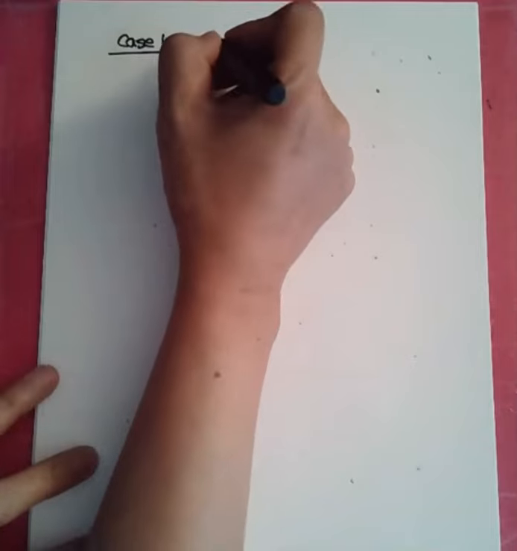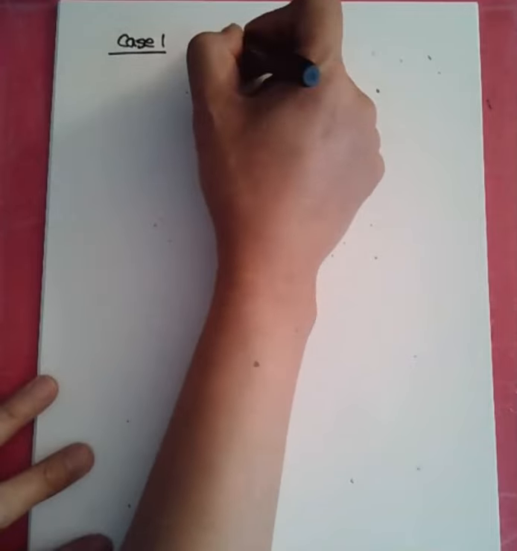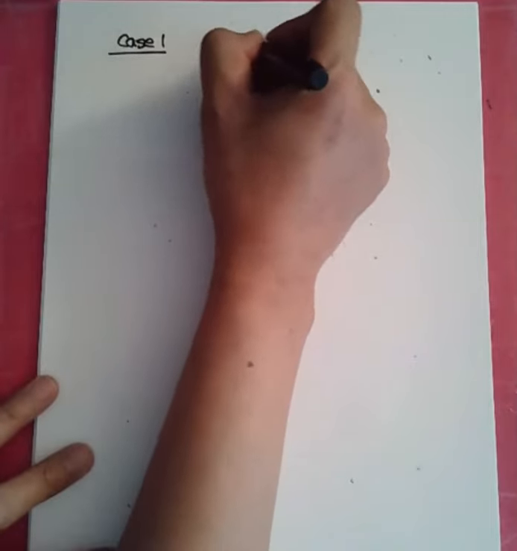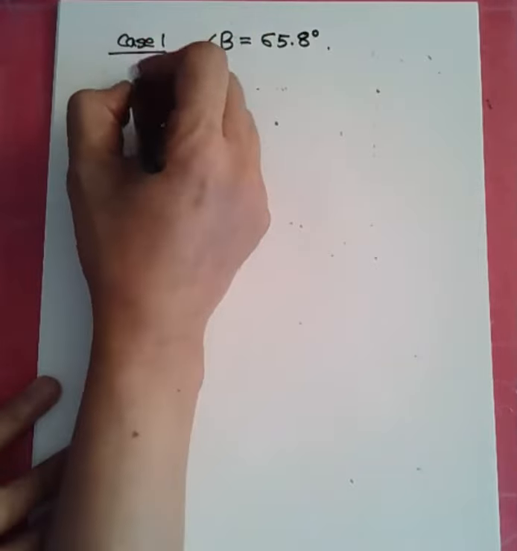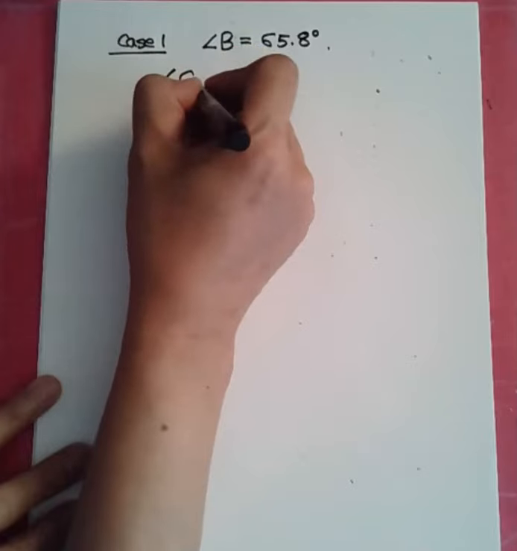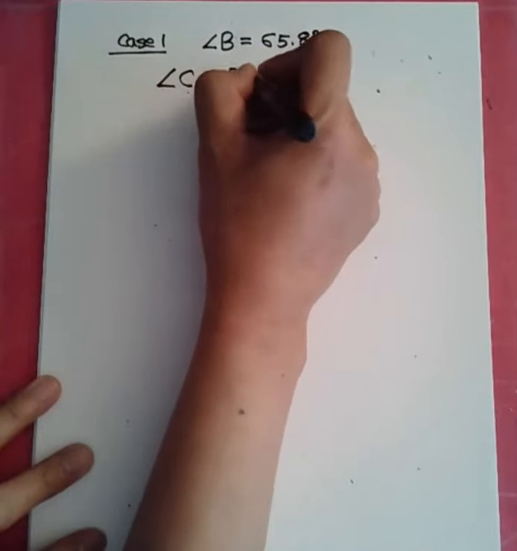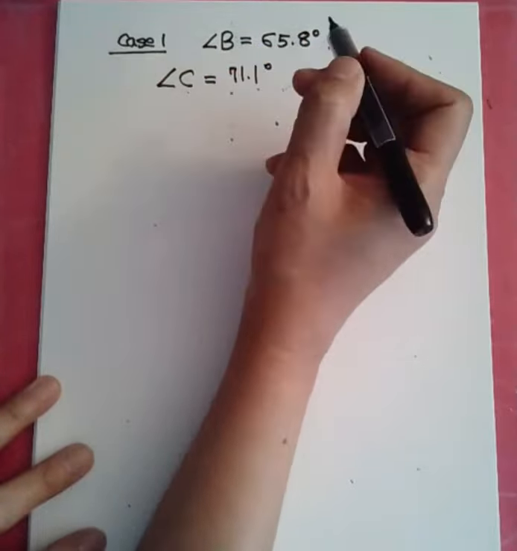Let's work with that. In case 1, the angle B is 65.8 degrees. And we already know the angle C is 71.1 degrees. And angle A was 43.1 degrees.